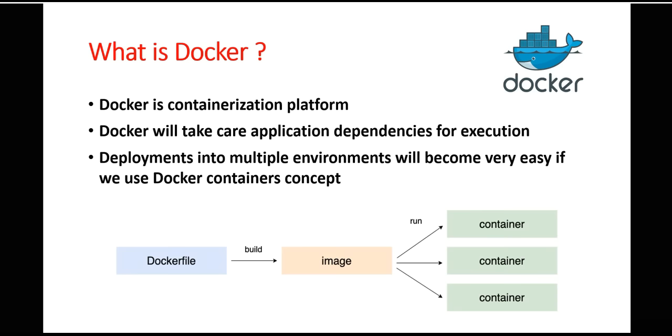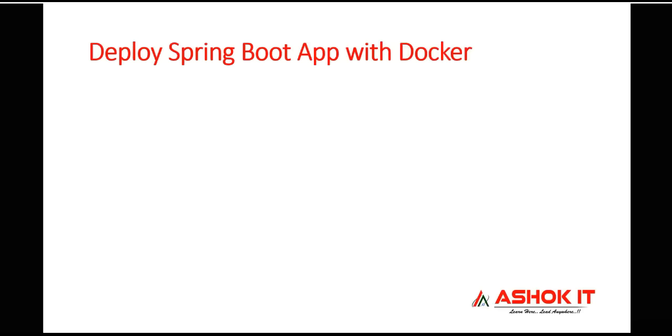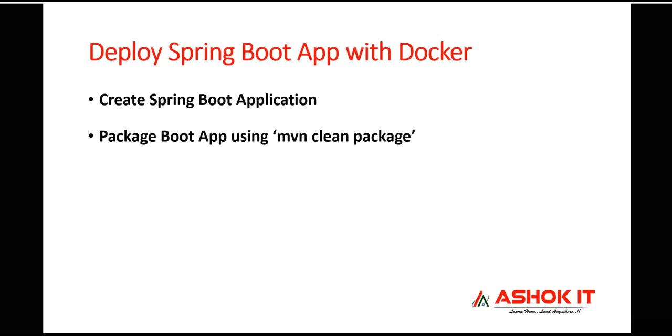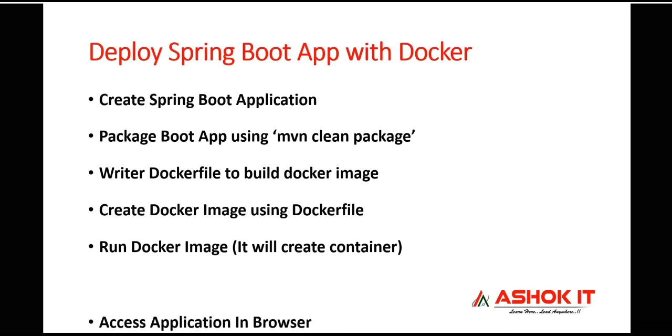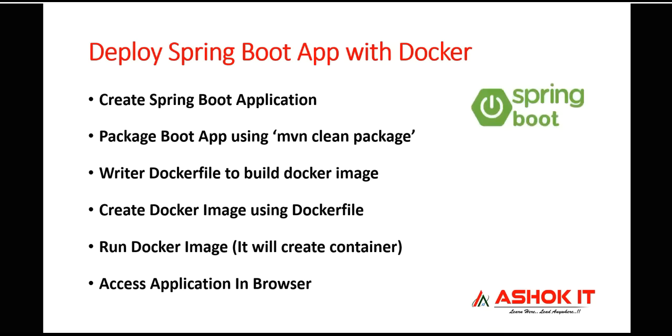Alright, let us see how to Dockerize this application. Here, I'm going to create one Spring Boot application. In that, I will create one REST controller. Then I will package that Spring Boot application by using Maven. A jar file will be created. Then I will write a Dockerfile for the Spring Boot application. By using that Dockerfile, I will create a Docker image. Once the Docker image is created, I will run it, and it will create a Docker container. Once the container is created, we can access that application in the browser.